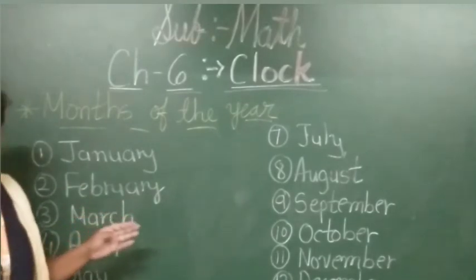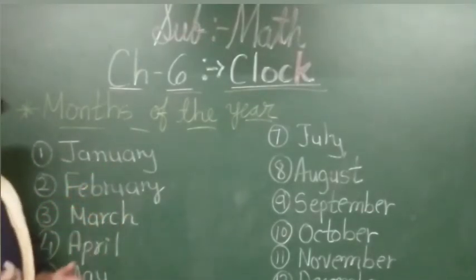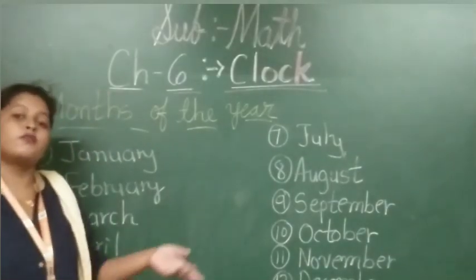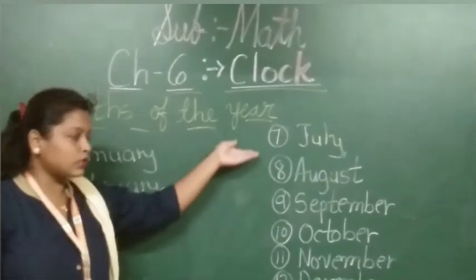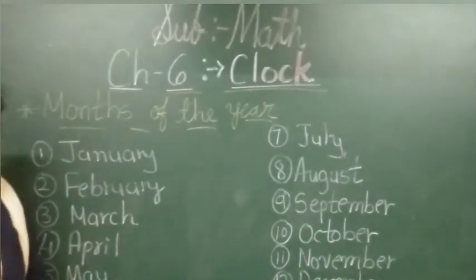According to that, I have given the number. First month is January, second February, third March. So in exam we can ask which month is the 6th month, what is the name of the 7th month, right? So according to the 7th month, July month is there. Okay, so how many days are there in a month?